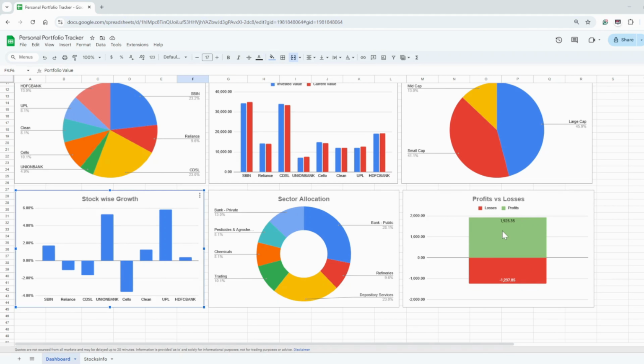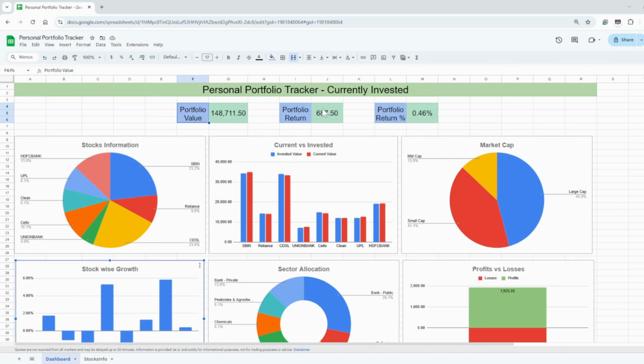Okay, and then at the last, this is profit and loss. How much profit I have got, like 1925 is the profit, whereas 1237 is the loss. Okay, this is just for an overview, that okay, how much is the profit, how much is the loss, if I'm in profit or loss.